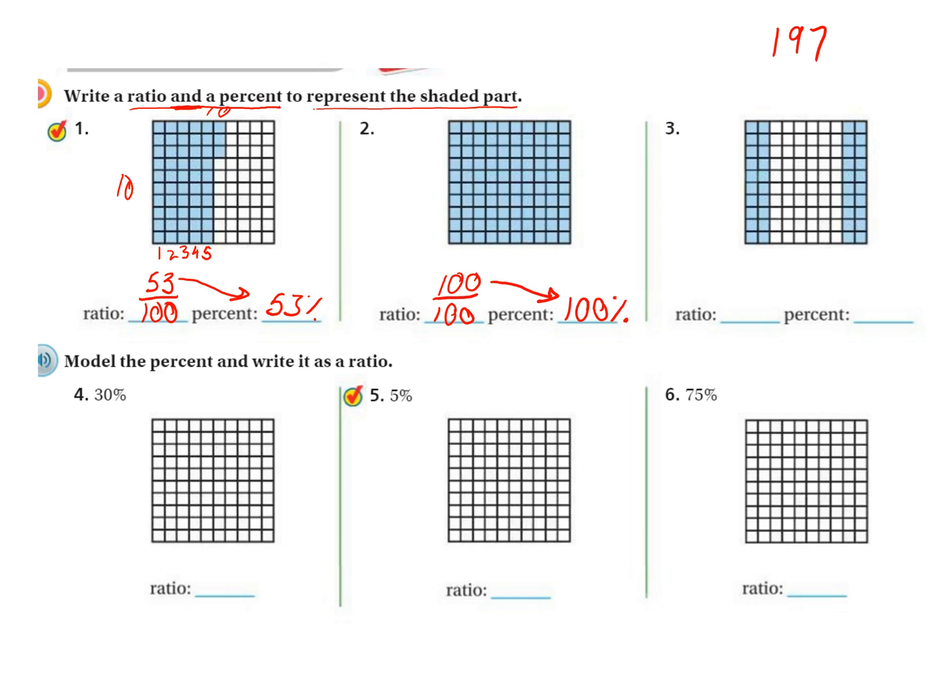Okay, number 3. Again, I have a 10 by 10, so I have a total of 100 squares. How many are shaded? Well, I have a column here, that's 1. A full column here, that's 2. A full column here, that's 3. And a full column here, that's 4 full columns. Each column has 10, so 10, 20, 30, 40. And then for my percent, if my denominator is 100, then my numerator is my percent.